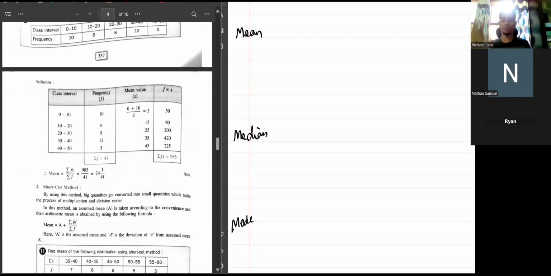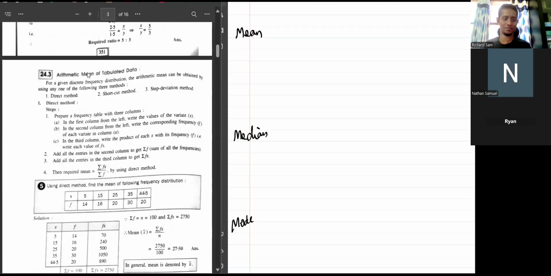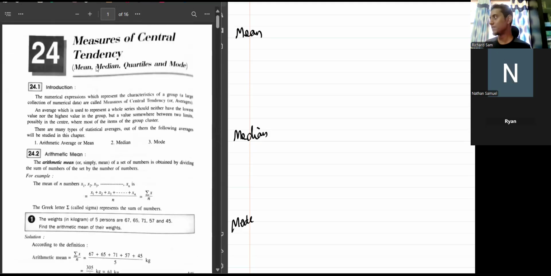Okay, so this is a revision of the 24th chapter in maths. What's the name of the chapter? Measures of central tendency, where you learn about mean, median, and mode. So we'll just revise how to find mean, how to find median, and how to find mode. So I'm making a chart over here.